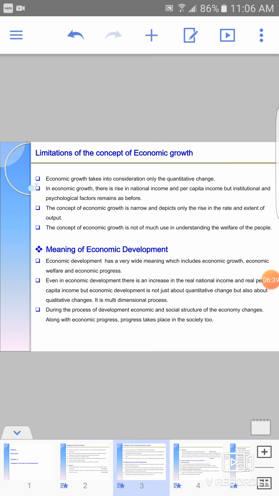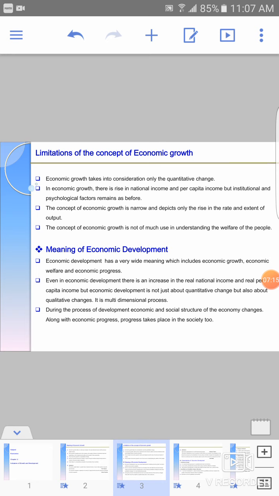Along with economic progress, changes take place in the society too. So here we need to understand what economic development is. We have studied the definitions basically, but we need to understand what economic development is. When there is an increase in the national income and per capita income, we plan out how we are going to use the money we are getting through the economy. Economic development is a planned process.